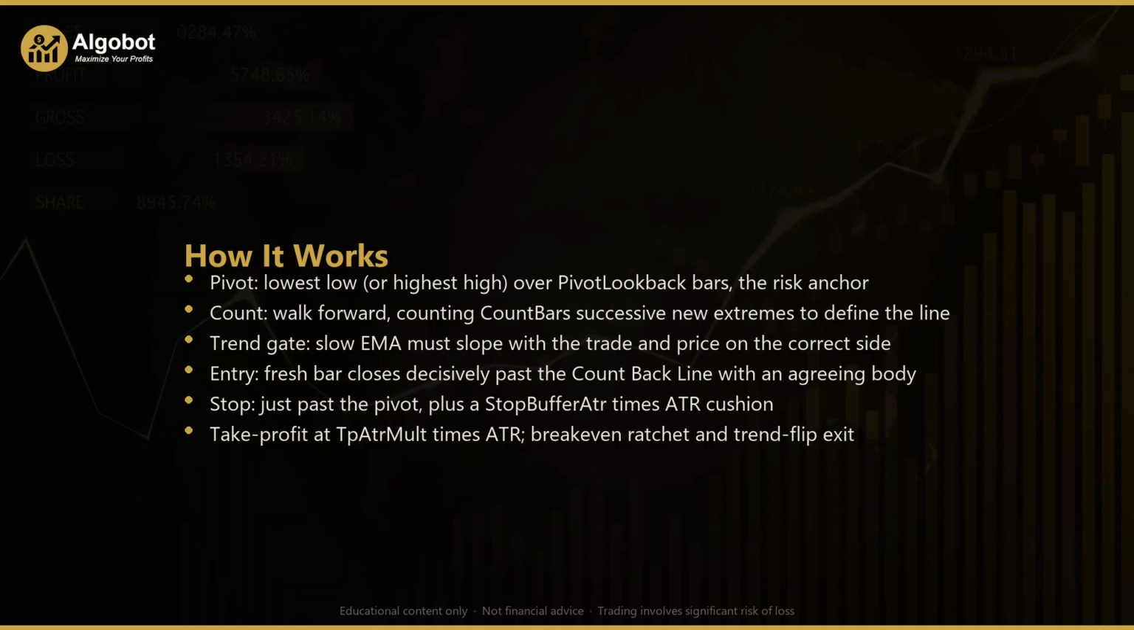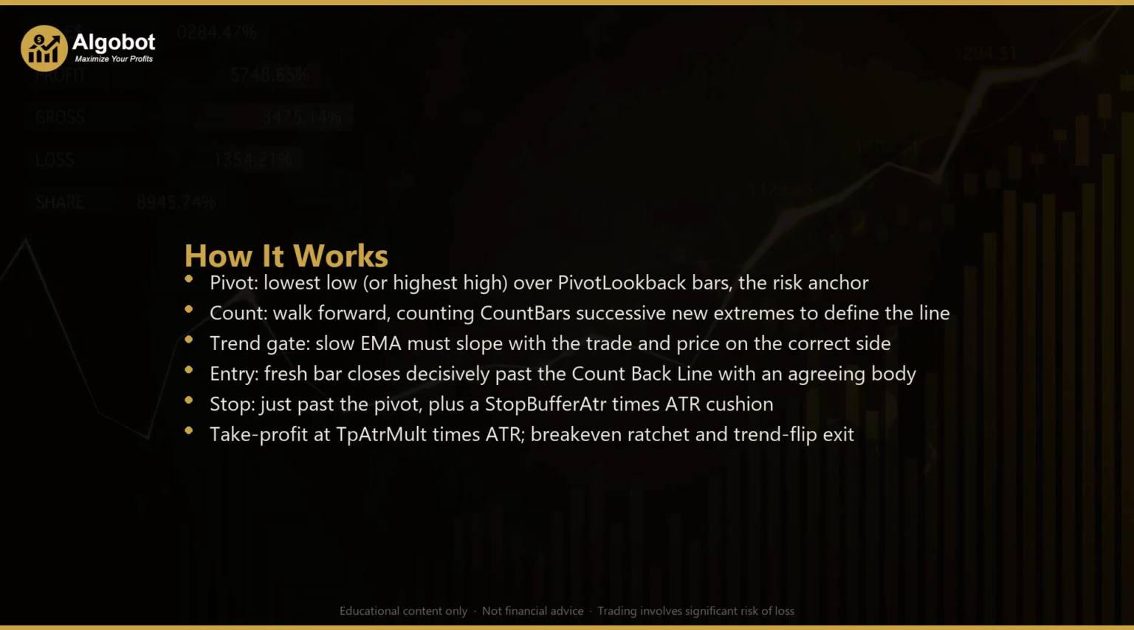Now the risk controls. The stop loss is placed just beyond the pivot low, with an extra cushion of stop buffer times ATR, 30% of an ATR by default. Since the pivot is a recent extreme, that stop stays close. The take profit is set at 3 times ATR from entry, giving a roomy reward relative to the tight structural stop. 2 more protections run while the trade is open.